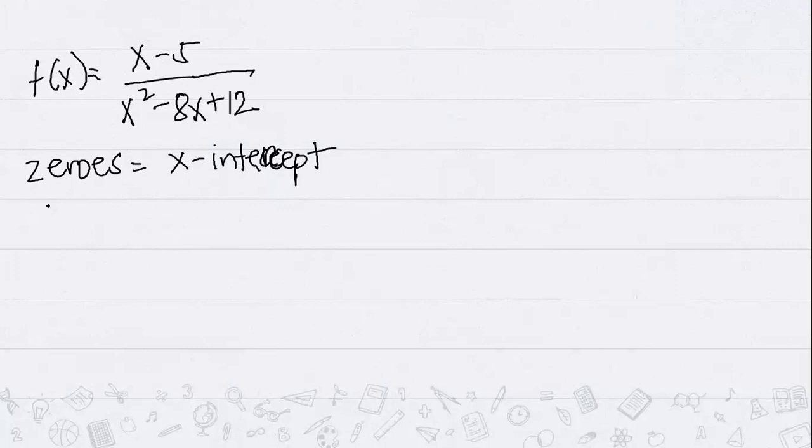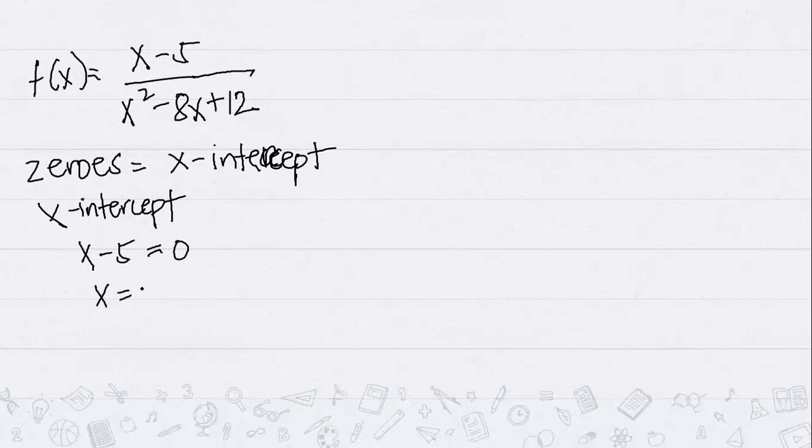So, we have X-Intercept. Paano kunin si X-Intercept? Equate si numerator to 0. So, we have X minus 5 equals 0. Okay, so X is equal to positive 5.